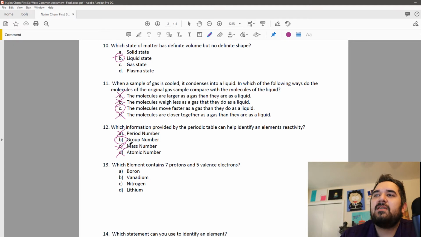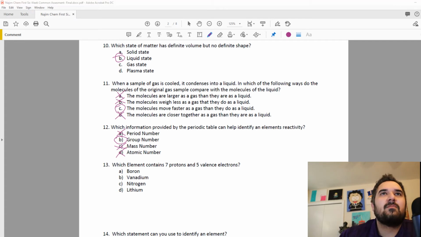All right, number 13, which element contains 7 protons and 5 valence electrons? So, I don't have a periodic table in front of me. Let me open one up real quick. But I'm pretty sure it's boron. I don't want to tell y'all the wrong answer though, because y'all just gonna make fun of me.